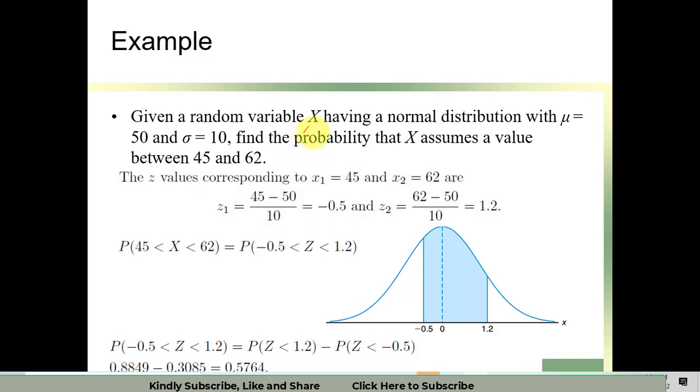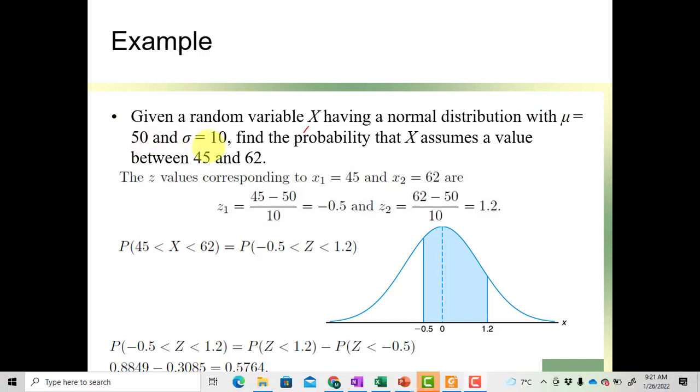So first of all, we have a random variable x. The mean of that random variable is 50. Its standard deviation is 10. This is saying to calculate the probability that the random variable x assumes a value that will lie between these two ranges, 45 and 62.